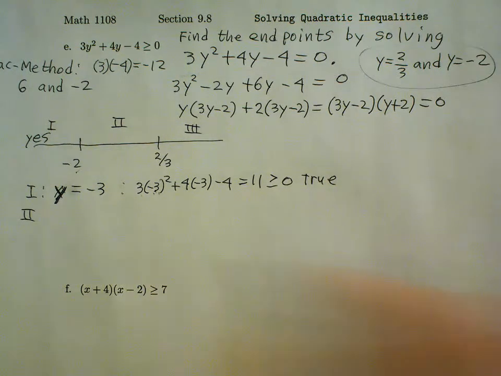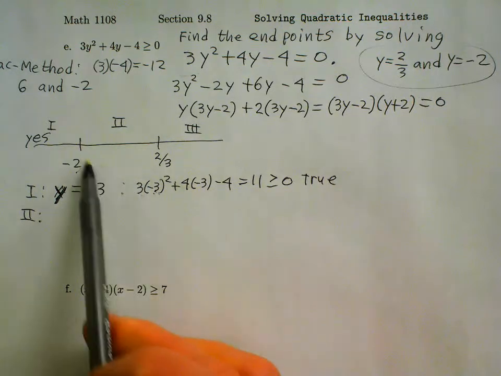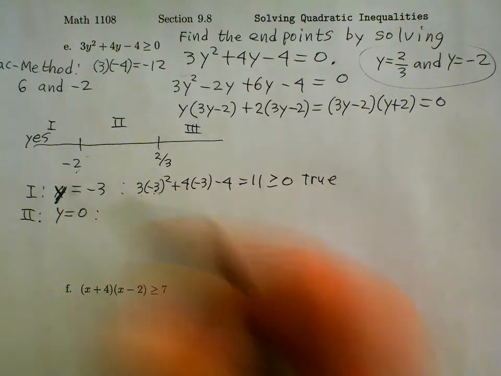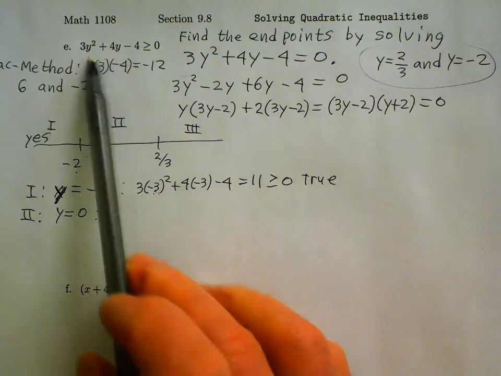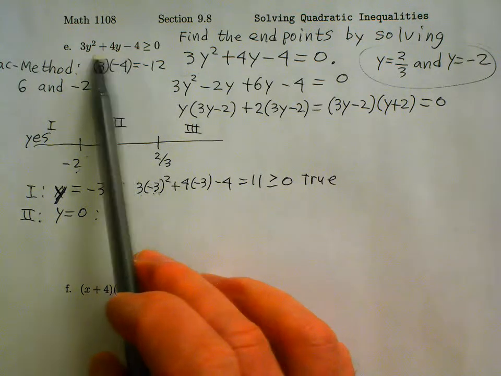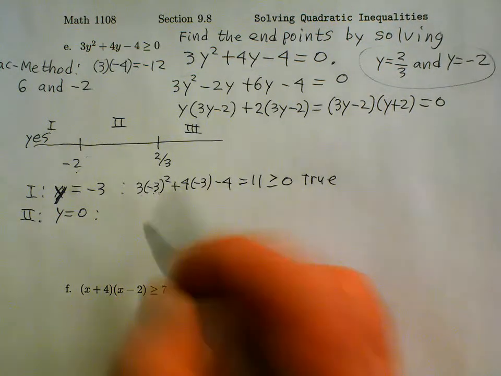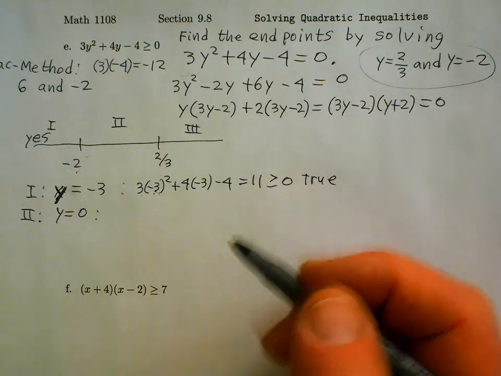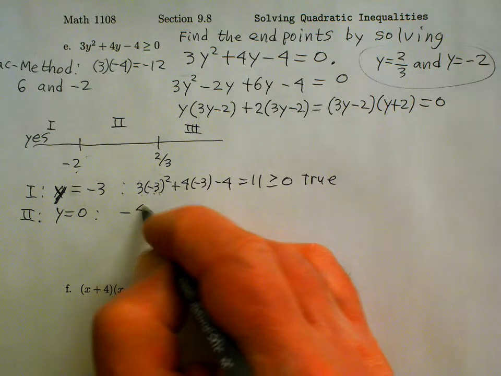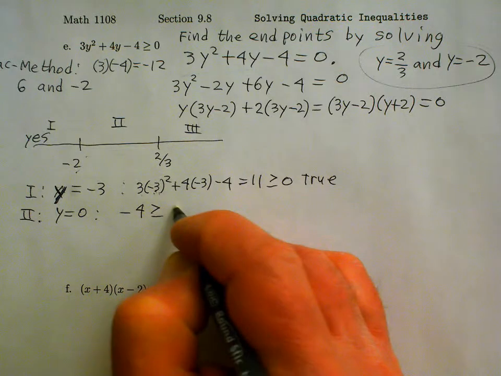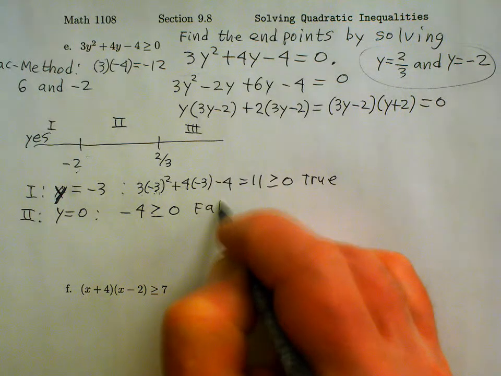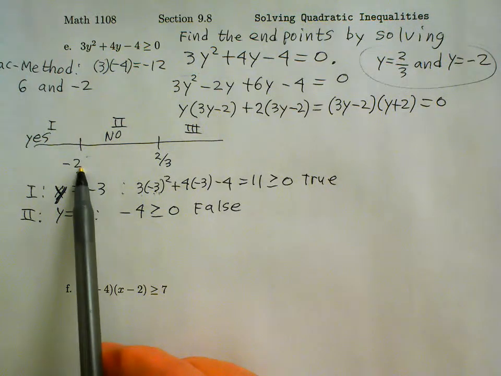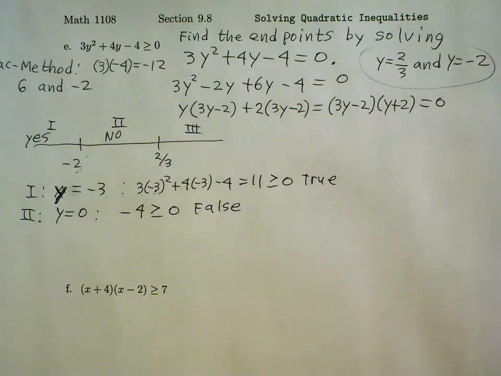In the second interval, we can pick 0. So I'll pick y to be 0. And then in the inequality, replace every y with 0. So 3 times 0 squared plus 4 times 0 minus 4 is -4. -4 greater than or equal to 0 is false. So none of the numbers between -2 and 2/3 are solutions.